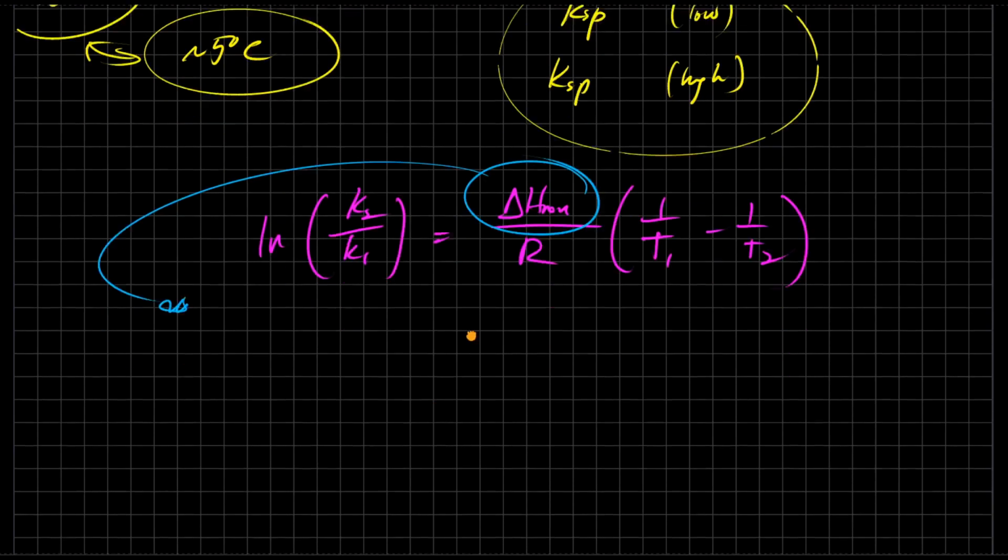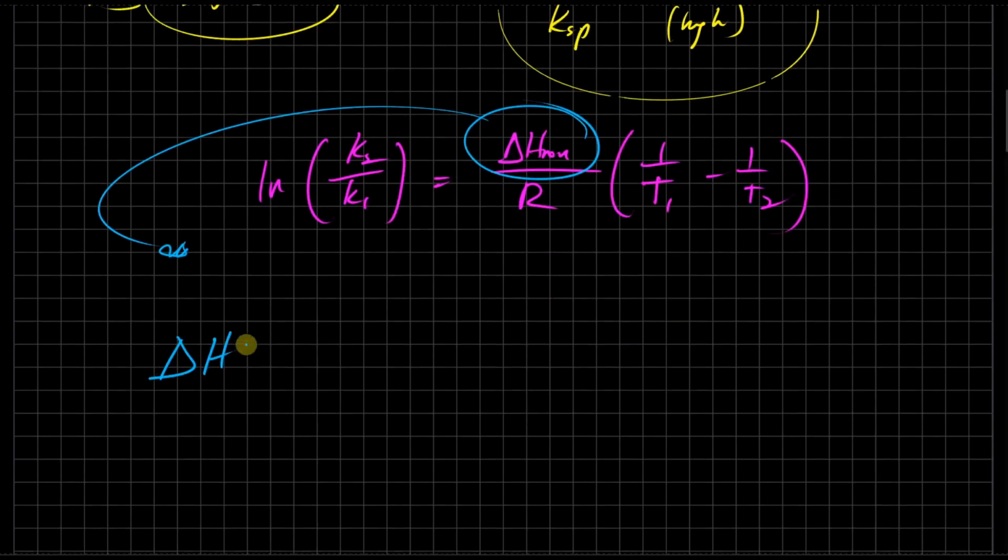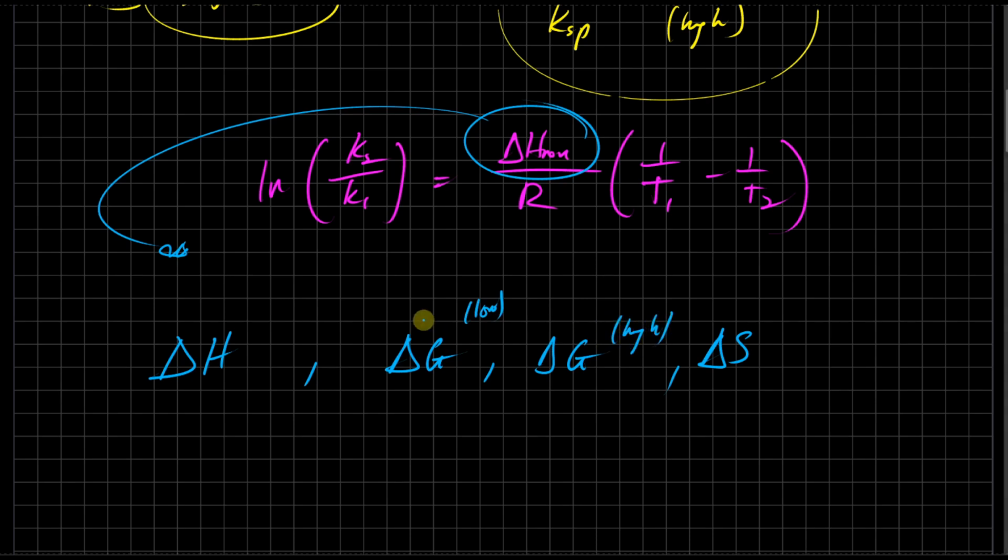This lab is going to do more than that, though. It's going to help us calculate an enthalpy change for the reaction, a Gibbs energy change for the reaction, and an entropy change for the reaction. And because we've done this experiment at two different temperatures, it will help us calculate the Gibbs energy at both the low temperature and the high temperature. And for this reaction, we're going to treat it as delta G standard, even though there are two different temperatures.